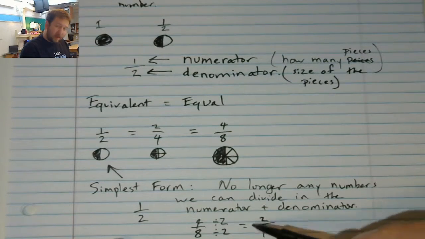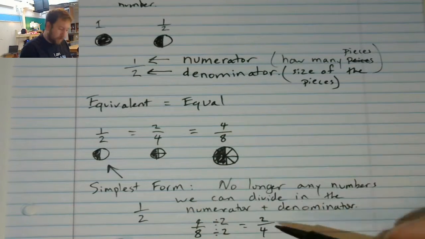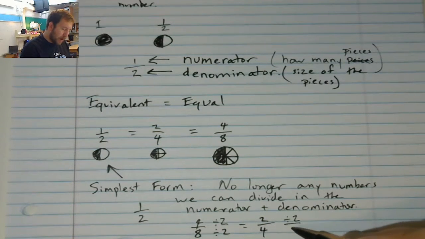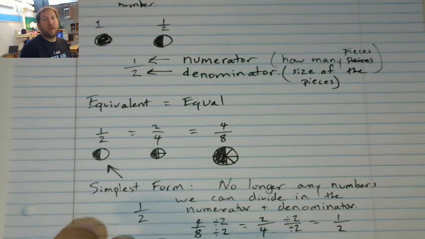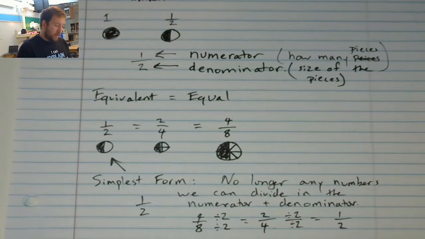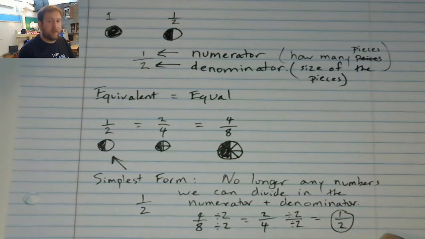So 4 divided by 2 is 2, and 8 divided by 2 is 4. And then I can check, is this simplest form? Well, I know it's not, because again I can divide the top and bottom by 2, which gives me 2 divided by 2 is 1, 4 divided by 2 is 2. Now, if I look at 1 and 2, there's no number I can divide both by to get simpler. The only number that fits into both is 1, and if I divide by 1, it doesn't change the numbers at all. So this, again, is my simplest form, and that would make it the right answer when I'm writing it down on my questions.